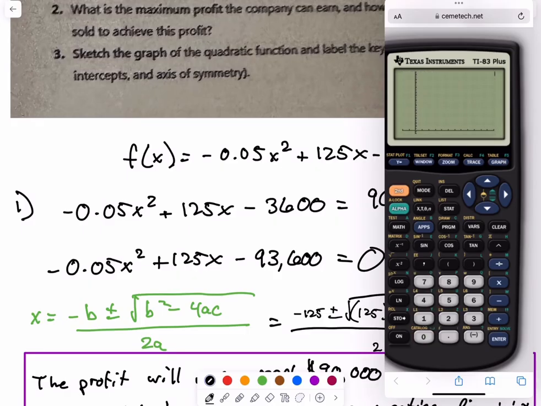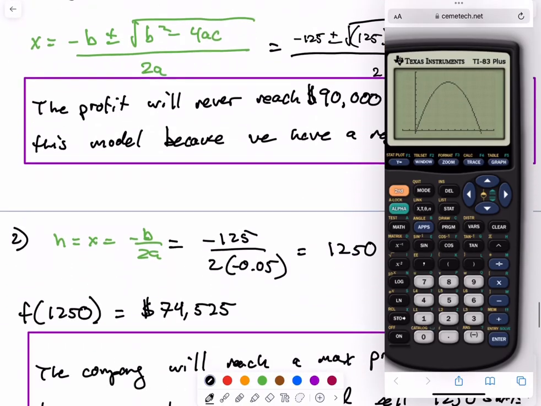Okay, let's see, trying to get a good window. Let's change our y-axis a little bit more. 90,000. If we went by 9,000, there would be 10 intervals. Okay, let's go by 9,000. And then just be sure to include your labels.